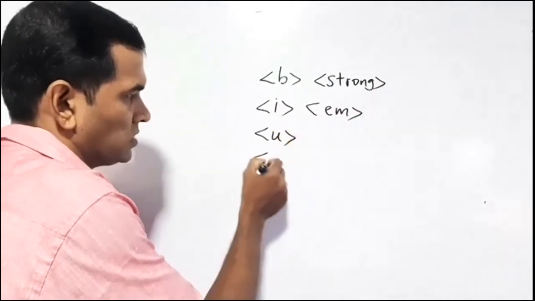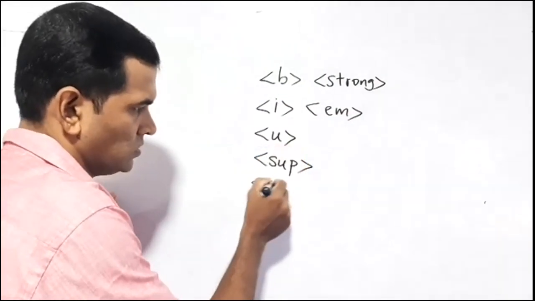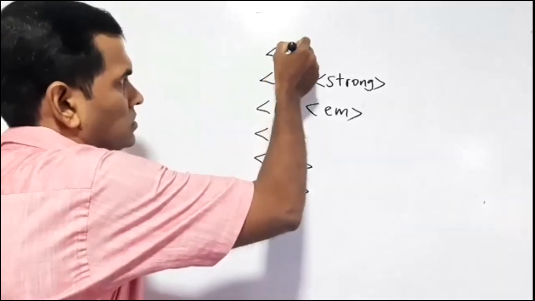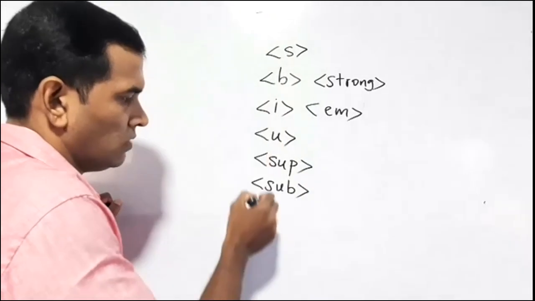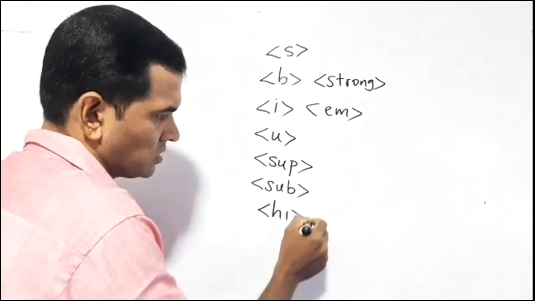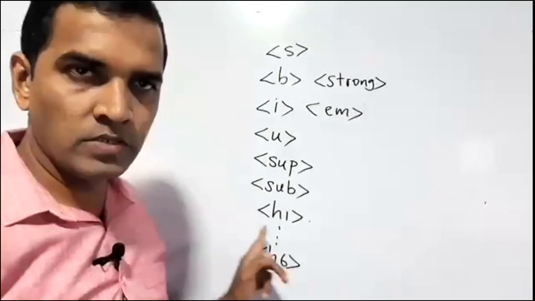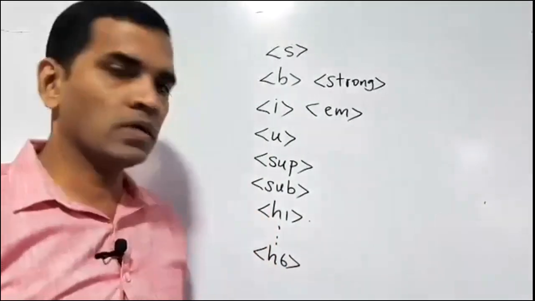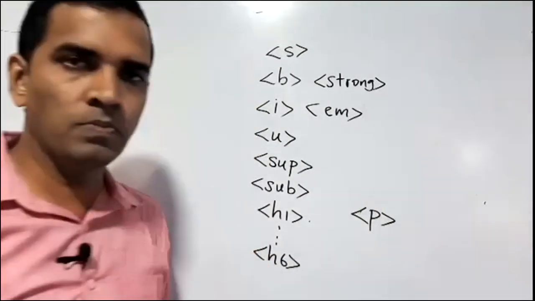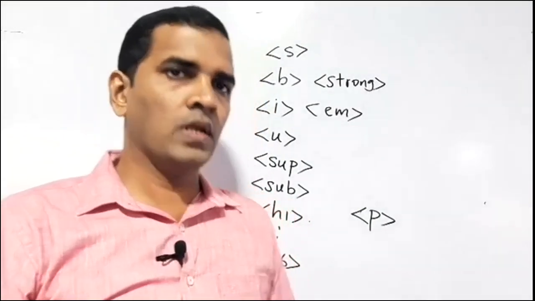Right. Superscript, SUP, subscript, SUB, and strikethrough, this is S. And yes, we discussed headings, H1 to H6, right? H1 is the largest heading size, H6 is the smallest heading size, and finally, we started the paragraph tag, P.